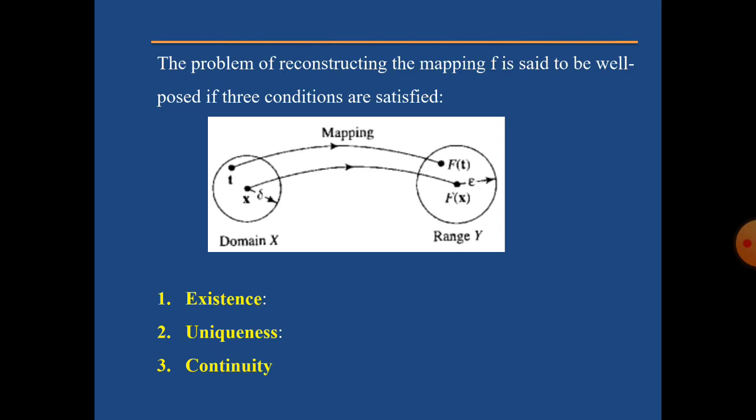Coming to continuity, the third condition. Continuity is nothing but stability, and what it is saying is, for any epsilon greater than 0, there exists delta equal to delta of epsilon such that the condition rho_x of x comma t is less than delta implies that rho_y of f of x comma f of t is also less than epsilon, where rho is the symbol for distance between the two arguments in their respective spaces.